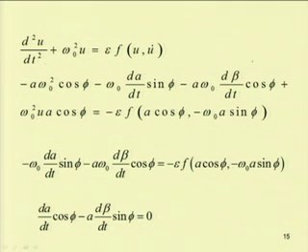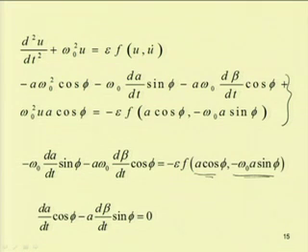So, by substituting all these things and equating the coefficients of cos phi and sin phi, one can write these two equations, that is, minus omega 0 dA by dt sin phi minus A omega 0 d beta by dt cos phi equal to minus epsilon f a cos phi minus epsilon 0 a sin phi. So, this is for u dot and this is for u.